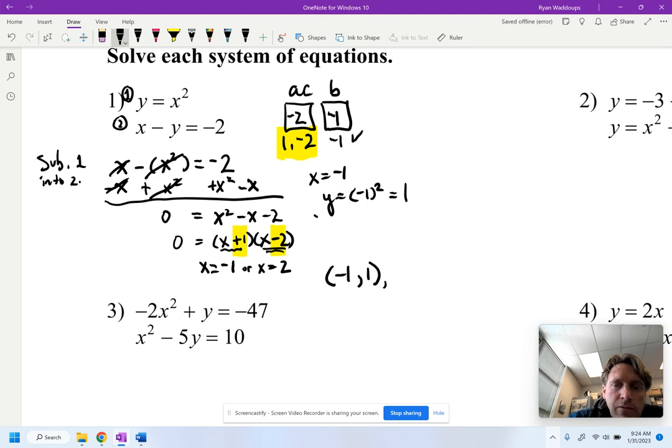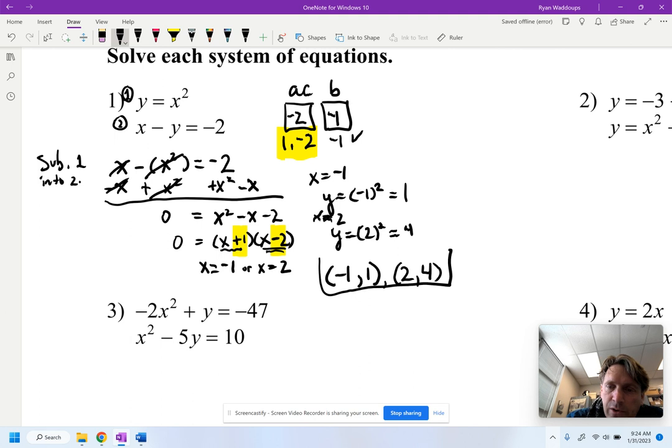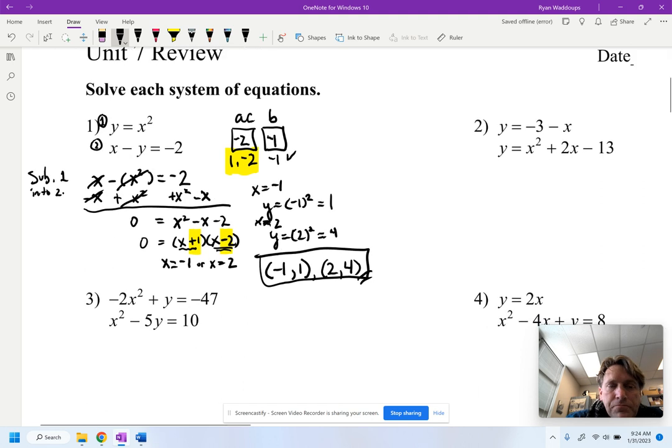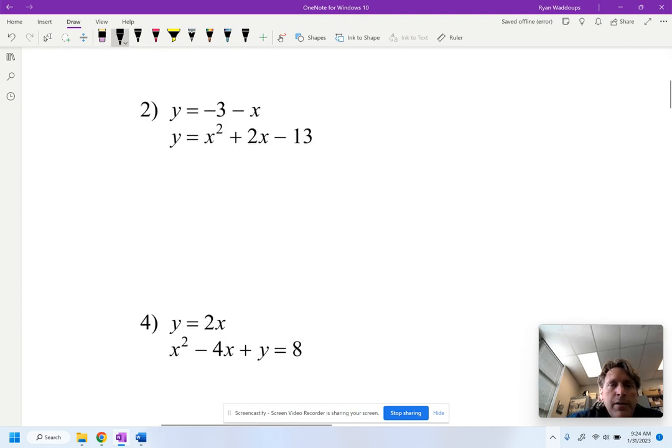I then want to see what happens when x equals 2. Y equals 2 squared, which is equal to 4. And so my other solution is 2 comma 4. And those two solutions are what we're looking for in number 1. Okay, let's go to number 2.